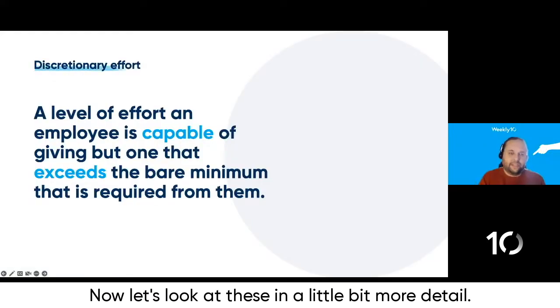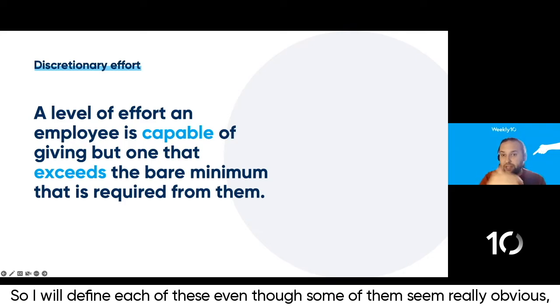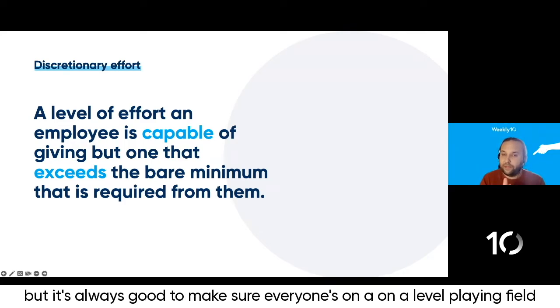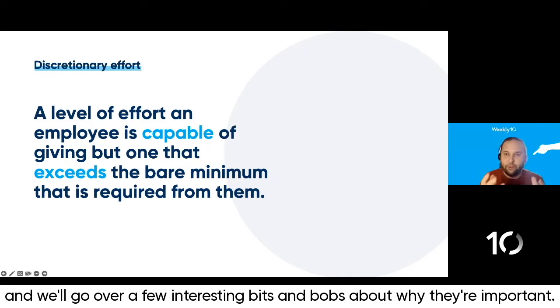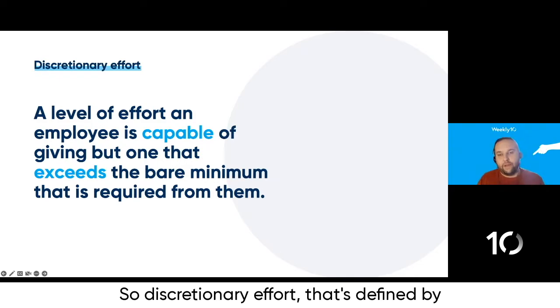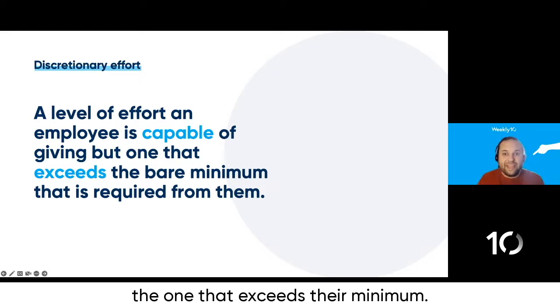Now, let's look at these in a little bit more detail. I am from a scientific background, so I love a definition. So I will define each of these, even though some of them seem really obvious, but it's always good to make sure everyone's on a level playing field when it comes to understanding. And we'll go over a few interesting bits and bobs about why they're important. So discretionary effort, that's defined by Ipsos as a level of effort an employee is capable of giving, but one that exceeds bare minimum.